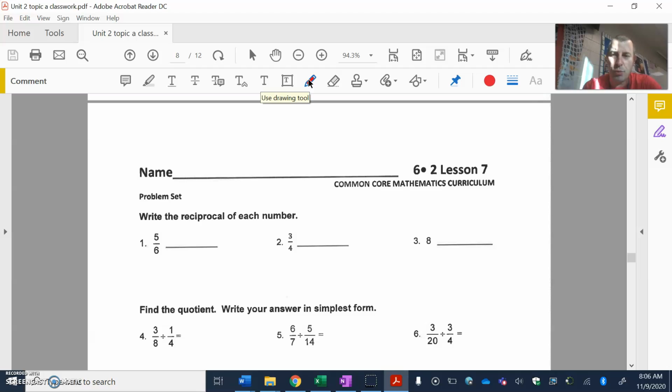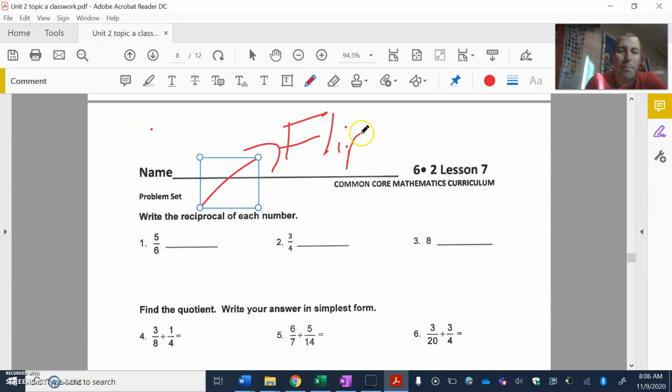So let's just remind ourselves what the reciprocal is. All the reciprocal means is that you're flipping the fraction. Numerator becomes the denominator, denominator becomes the numerator. So if you flip 5/6, you get 6/5. Again, just a little vocabulary that's going on here. Flip 3/4, and you get 4/3.